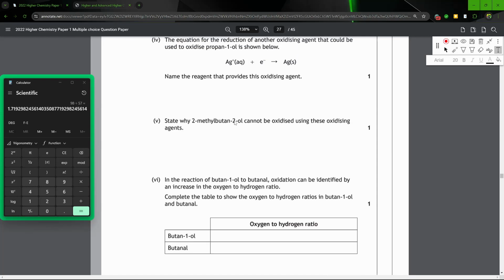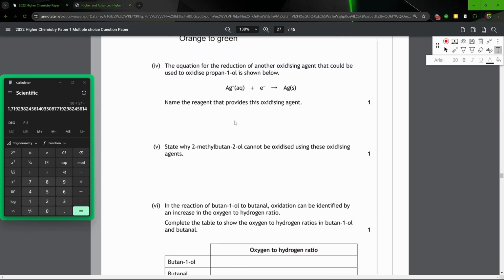Remember, your Cr2O7 2- would be orange, and your Cr3+ would be green. The equation for the reduction of another oxidation agent that can be used to oxidize propan-1-ol is shown below. We've got silver, so state the reagent that provides this oxidation agent. Again, this is just more memorization, but it will be Tollens' reagent that contains silver. And so you'd see that it should actually be silvery coloured.